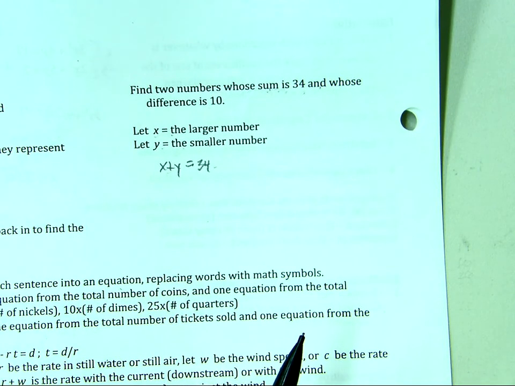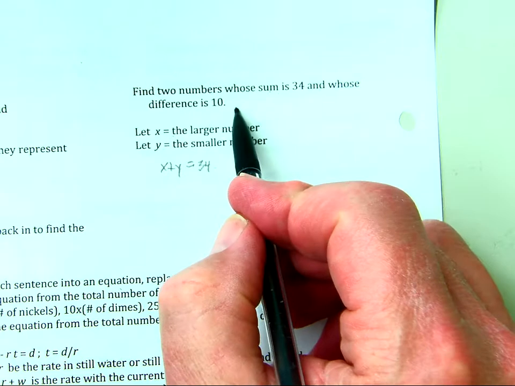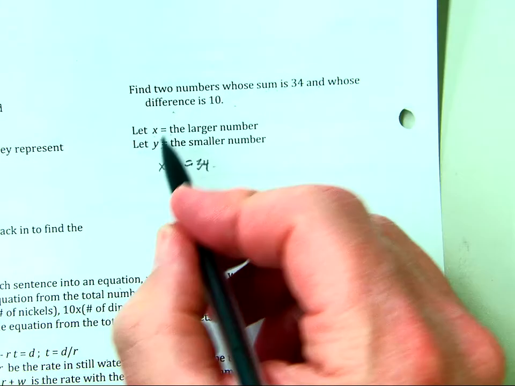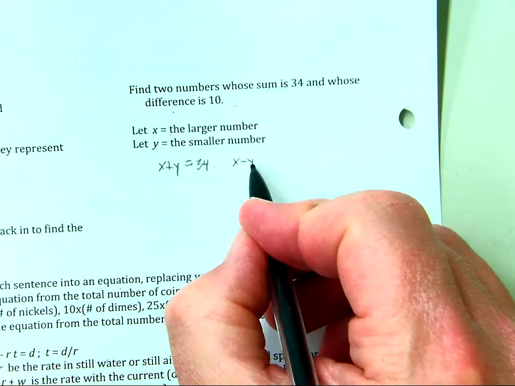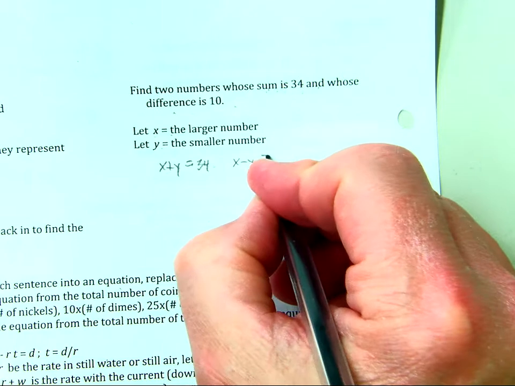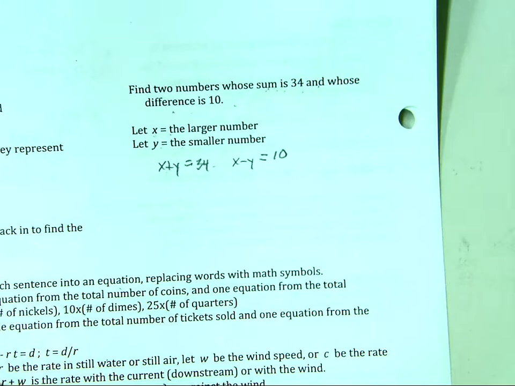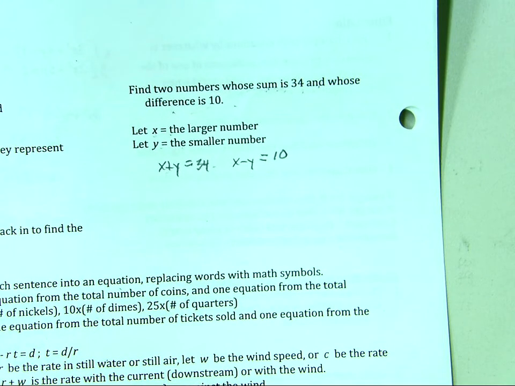Then the other part says whose difference is 10. Difference means subtract. Since x is the larger, let's take x minus y. So there's the difference of the two numbers, is, equals 10. So there's our two equations right there. That's the first thing you want to do.